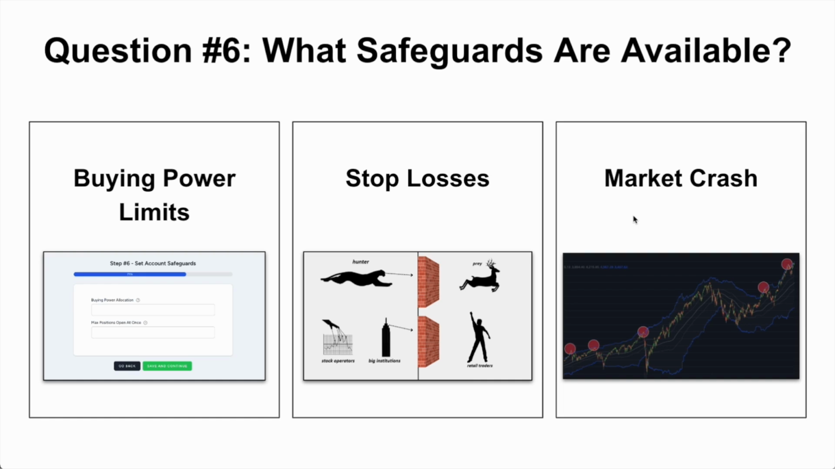Question 6, what safeguards are available? Guys, we have the buying power limits, as you saw in the demo, which means that your bot will not trade with more than whatever amount of money that you set. We have stop losses that will actually protect your account and get you out of the market when you've hit a certain percentage amount. And that's how awesome it is, because those can't be rigged by market makers. And we have the market crash protector, so that if the market looks like it's about to crash, then it will get you out of your positions as well.